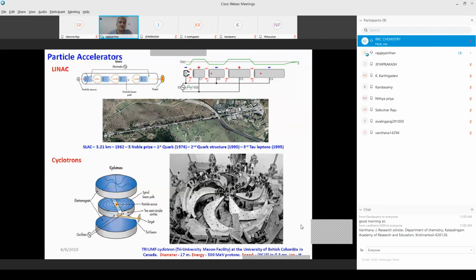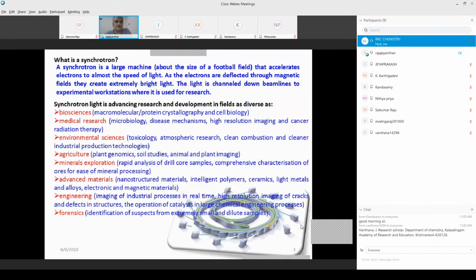Next, the particle accelerator is the synchrotron, which we are much interested in learning about. The synchrotron is basically an electron particle accelerator.